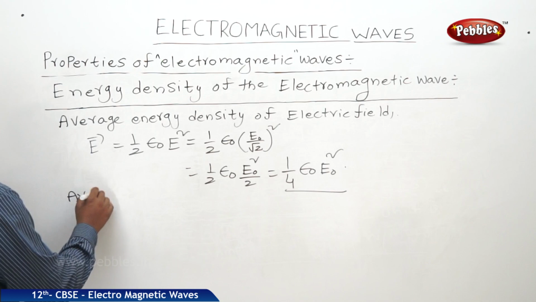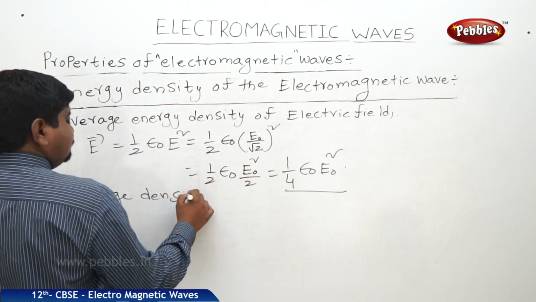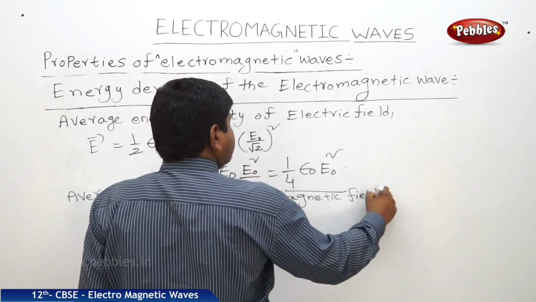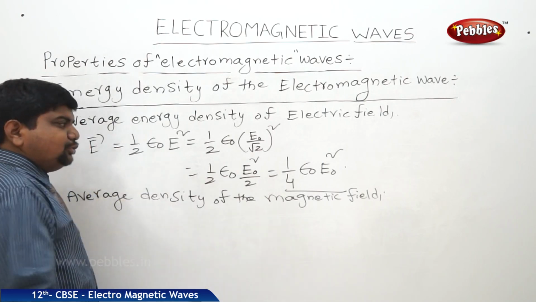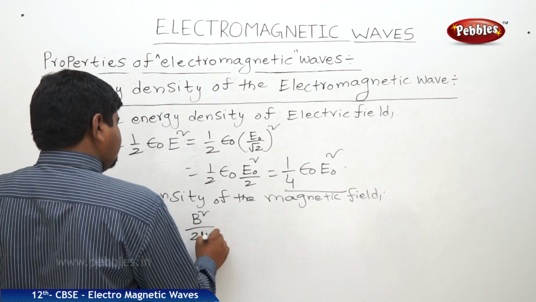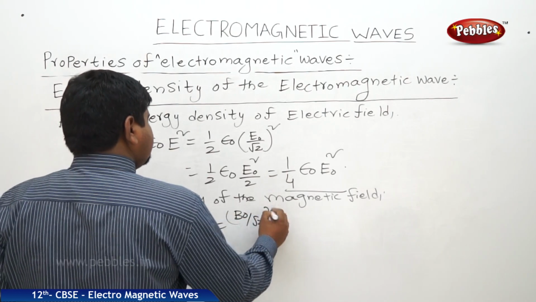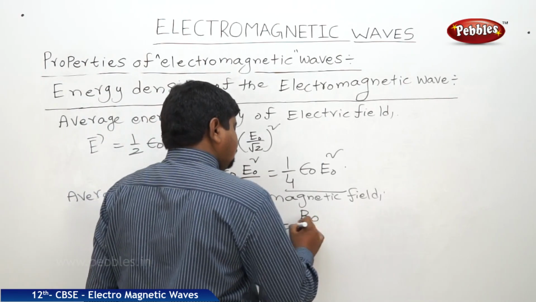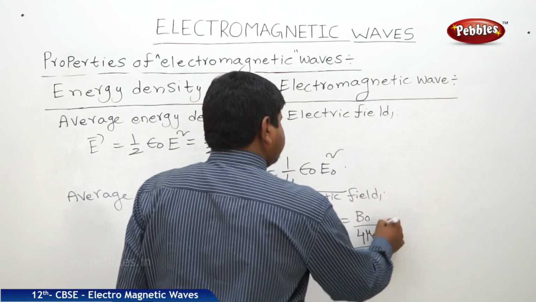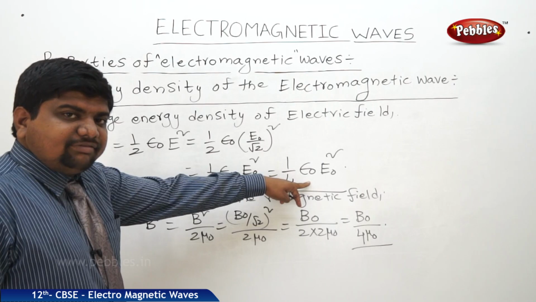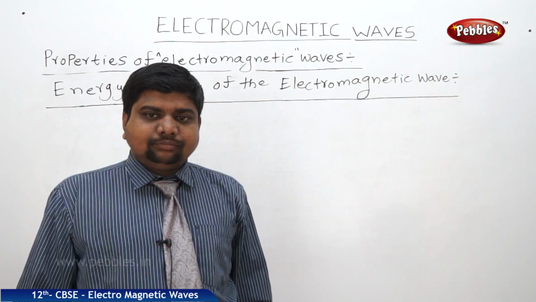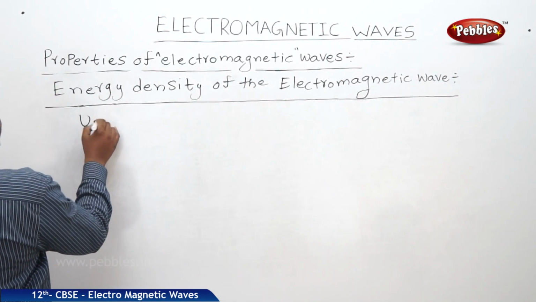Then what about the average density of the magnetic field? It is B square by 2 mu naught, where B is equal to B naught by root 2, whole square by 2 mu naught. So, it is B naught square by 2 into 2 mu naught, nothing but B naught square by 4 mu naught. So, this is the average density of the electric field and the average density of the magnetic field. Suppose UE is equal to UB, we can find out the total density also. If the amplitudes are the same, we can say that UE is equal to UB.